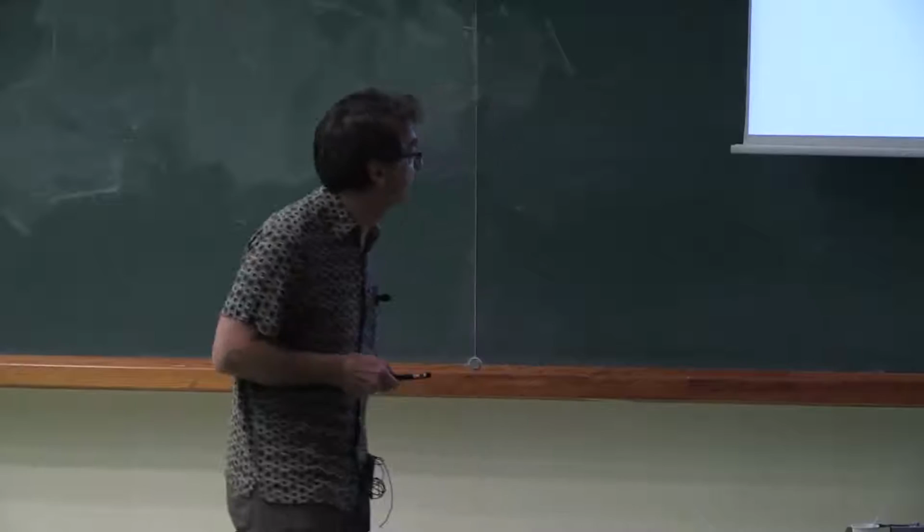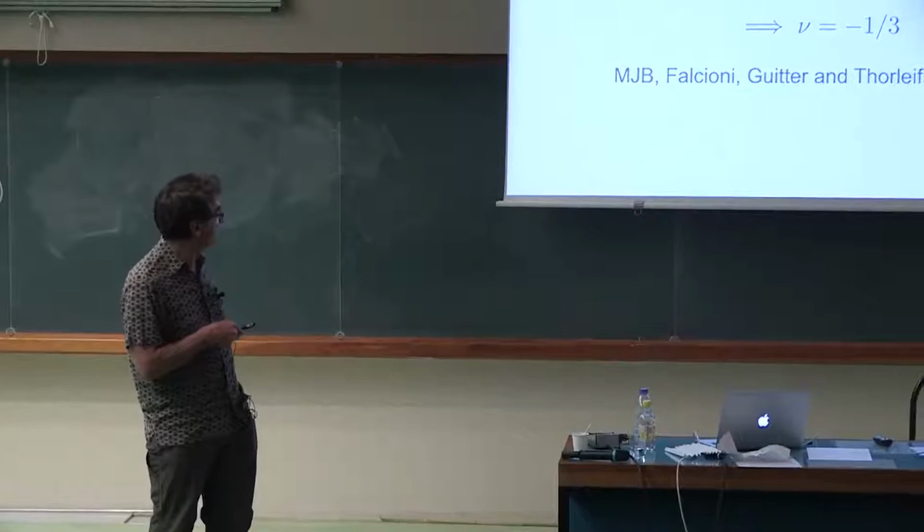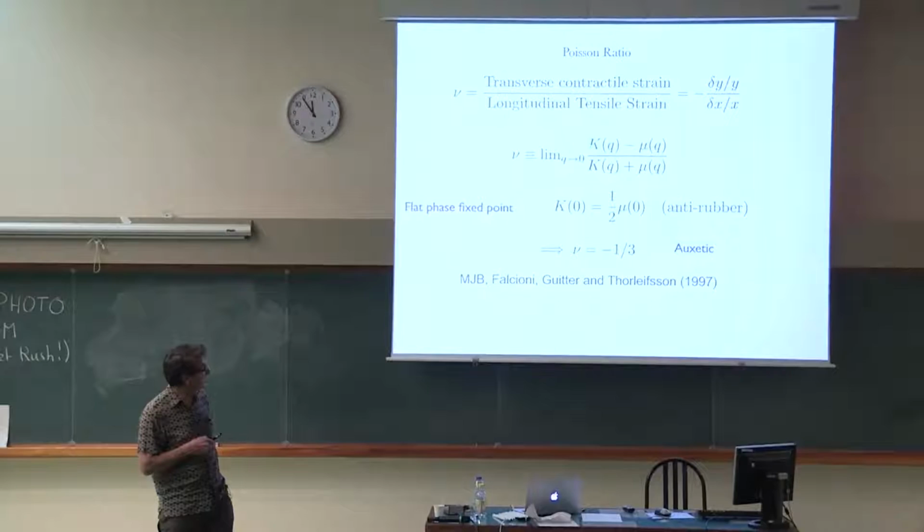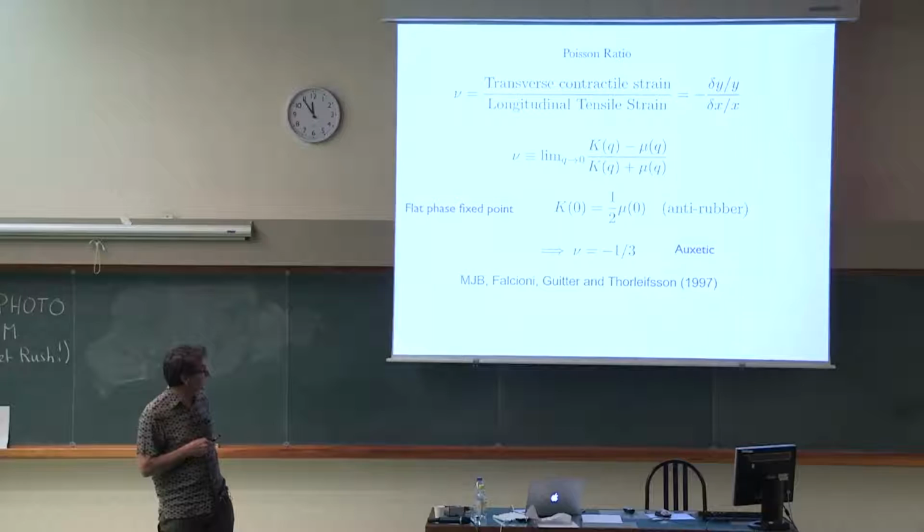And we measured that in simulations with the NICE method, the paper with the immunometer in '97. The actual prediction of the Poisson ratio is a universal value of -1/3, due to the behavior of the bulk modulus and the shear modulus at infinite distance or zero momentum. So this is like anti-rubber. It's harder to compress than it is to shear by a factor of 2.